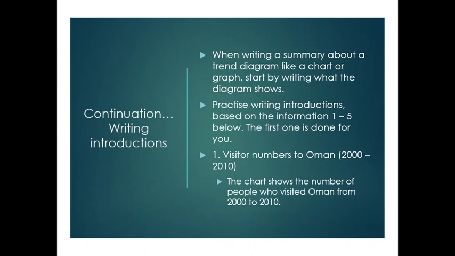So what have you noticed? We did not simply copy the information. You have to paraphrase. Paraphrasing is very important when you are writing. Do not simply copy. So if you say the chart shows the visitor numbers to Oman, then it's like you are just copying everything word per word. So do not do that. You have to try to paraphrase. Look for other words or other terms that you can use instead of the ones shown. So let's practice some more.